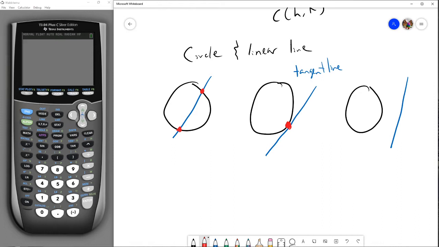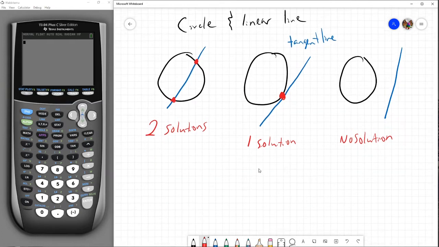And so in our first situation right here, with the line and 2 points of intersection, if we were to work this out algebraically, we would get 2 points of intersection, so that means there's 2 solutions to the system. Whereas here with the tangent line, there's going to be 1 solution. And for this case over here, since they don't intersect, we have no solution. So this is kind of the geometric explanation of what we're going to be doing.